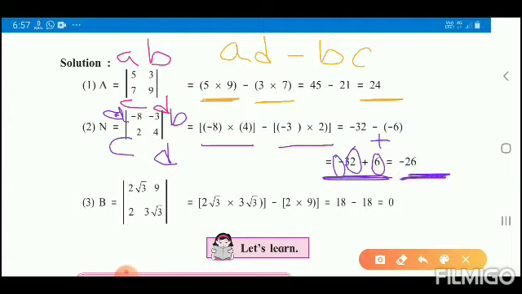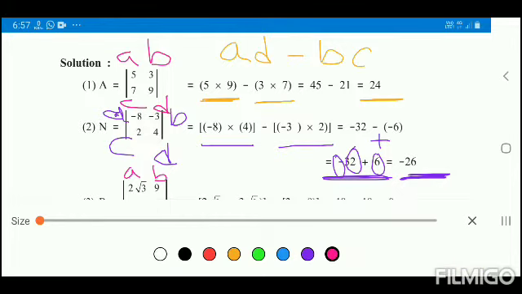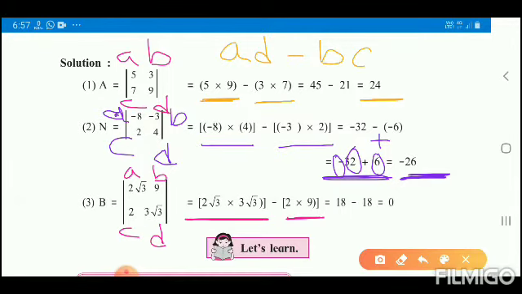Now we will see the next example, that is 2 root 3, 9, 2 and 3 root 3. Again I will write here A, B, C and D. Now you will see here 2 root 3 into 3 root 3 means AD, minus 2 into 9. Now we will see the procedure to solve this 2 root 3 into 3 root 3. Look, first we will take 2 multiplied by 3, these two values. Now again multiplied by root 3 multiplied by root 3.